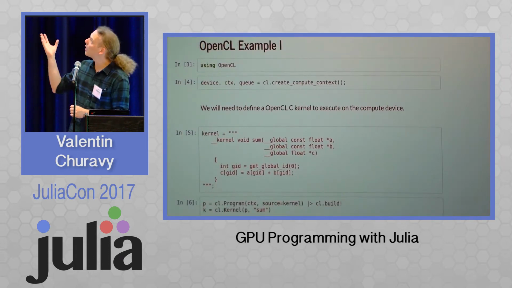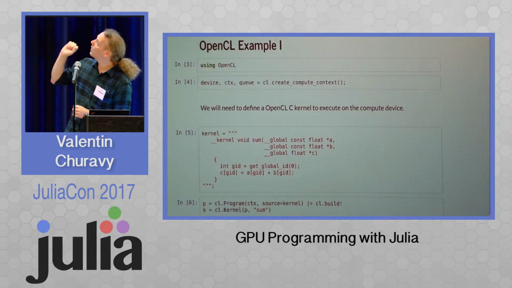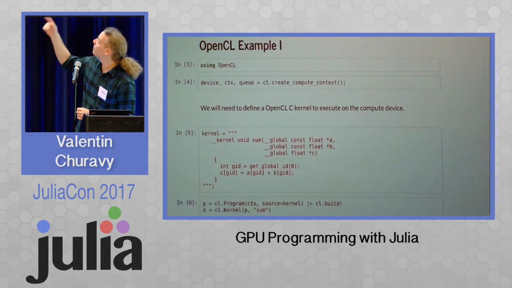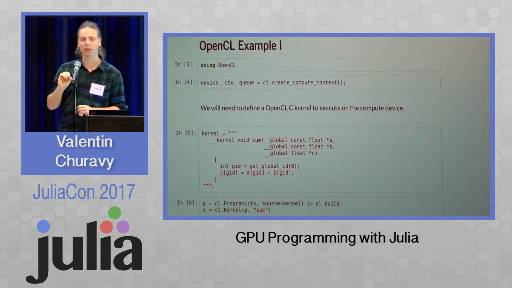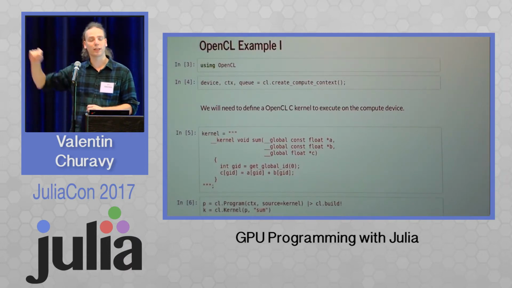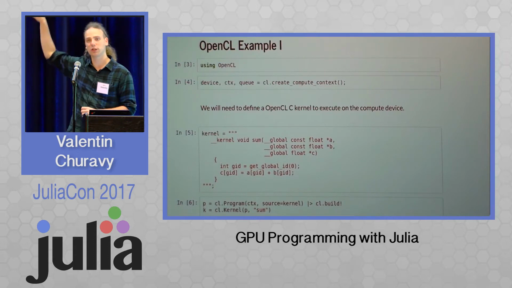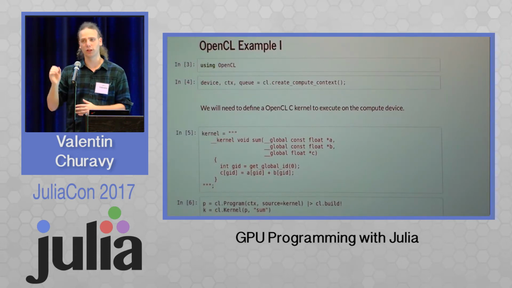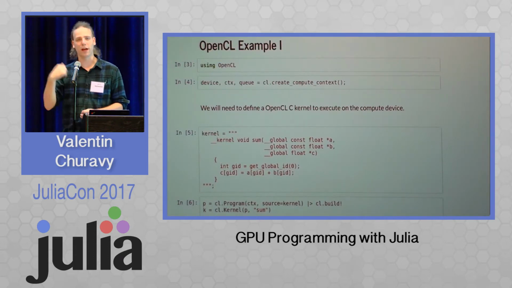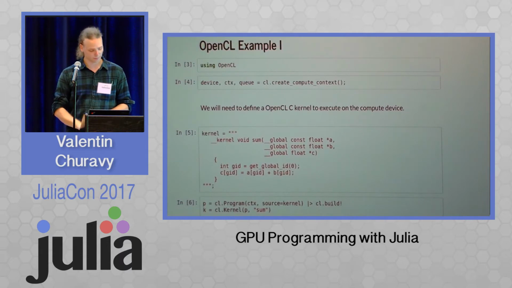Then we need to compile that program, and we will create a program, we will build it, and then we will get a handle for the individual kernel that is in this program. So you could, in this code, have 30 kernels and then get handles back to each one of them.